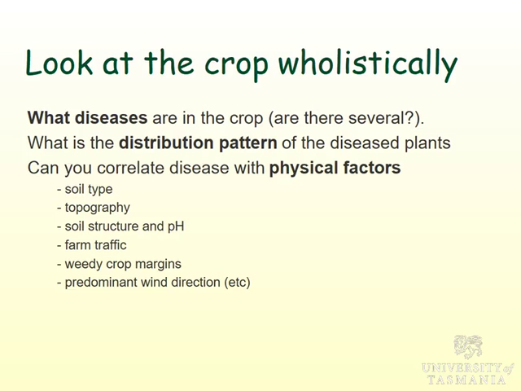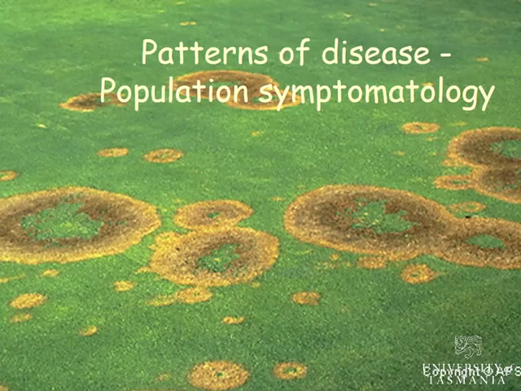So all of those things can be important. Is there a weedy crop margin? Maybe that's an inoculum source, or even a source of vectors, wind direction, etc.